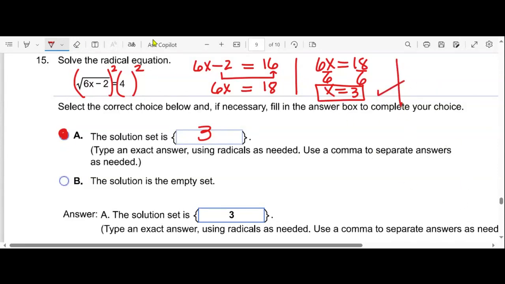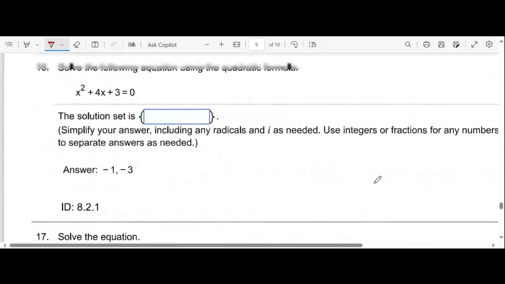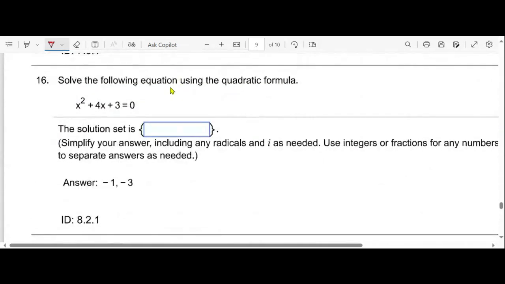All right, let's go to the next question. Read, Muhammad, number 16. Solve the following equation using the quadratic formula. X squared plus 4x plus 3 equals 0.